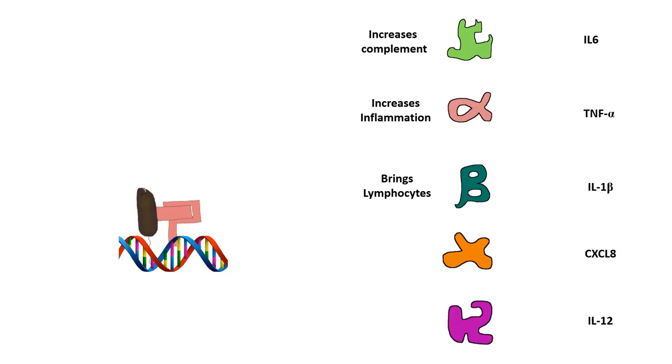IL-1 beta activates lymphocytes and gets them to proliferate into the tissue, and also enhances IL-6 production, which in turn creates more complement protein. CXCL8 is a chemoattractant that communicates with neutrophils and other phagocytes to help them enter the inflamed tissue from blood vessels. IL-12 activates natural killer cells if the infection is caused by a virus and requires the killing of infected cells.